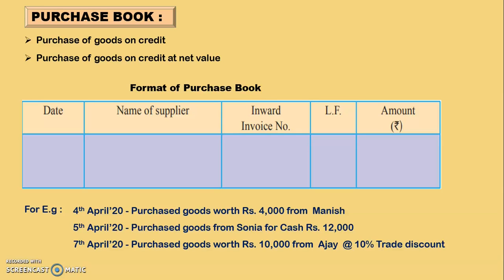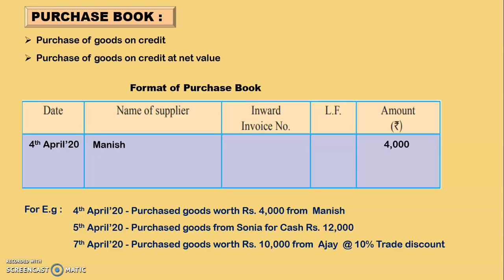On 4th of April, purchase goods worth rupees 4,000 from Manish. So let's record this transaction. In the date column, we'll write 4th of April. In the particulars column, that is name of the supplier, Manish, and in the amount column, rupees 4,000. Then on 5th of April, purchase goods from Sonia for cash rupees 12,000. Now here in this transaction, goods are purchased for cash, so this will not be recorded in this purchase book.